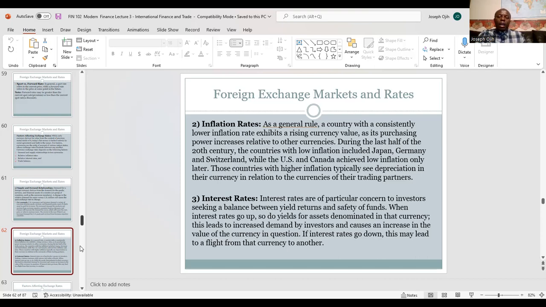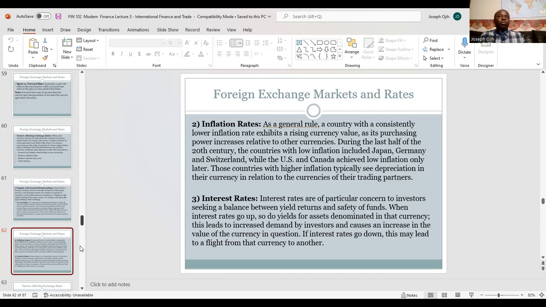Now, another factor is interest rate. Very, very important. Those who trade currencies should pay attention to this. Interest rates are of particular concern to investors seeking a balance between yield, that is, return, and, of course, safety of funds.